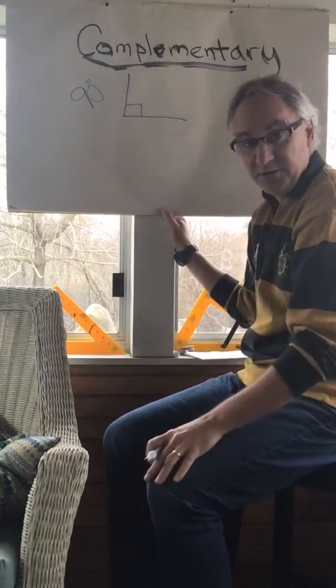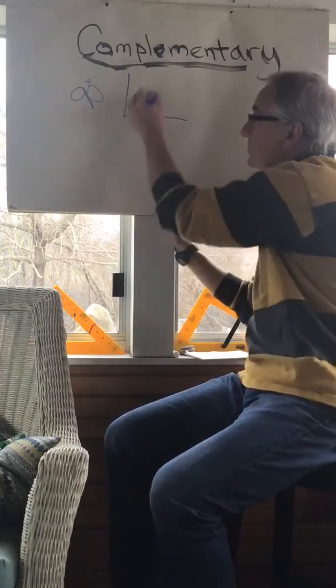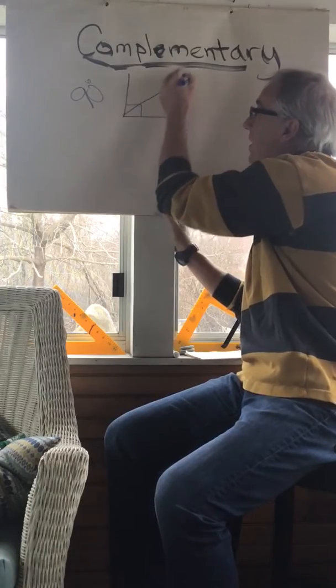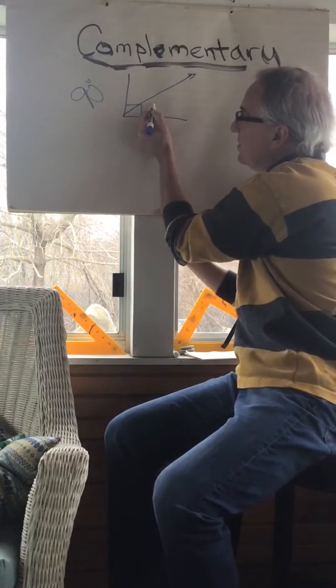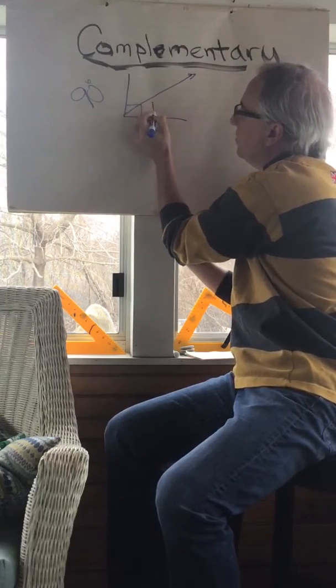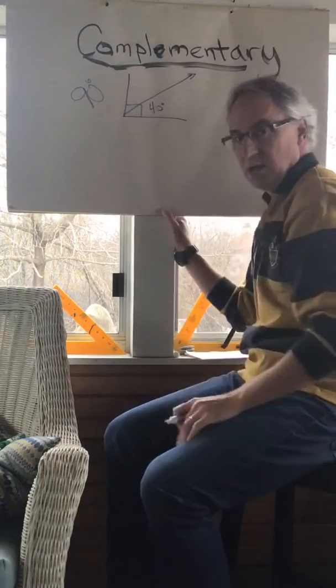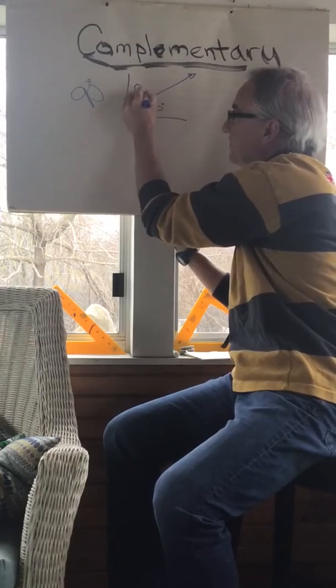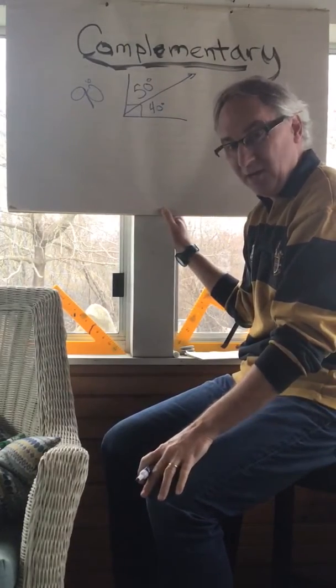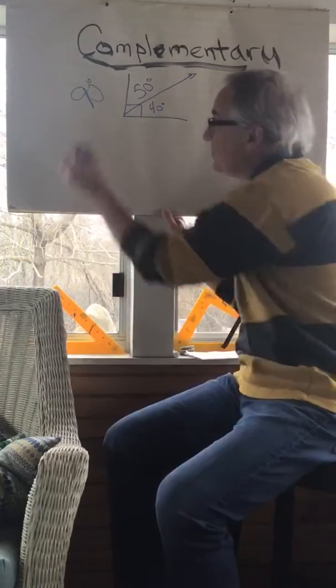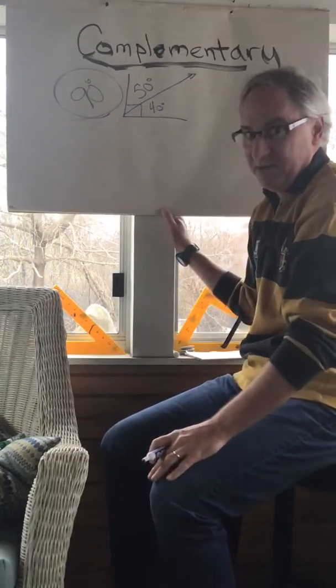Little marker down here symbolizes that it's at a right angle. So if there are complementary angles, like this one for instance would probably be, I don't know, about a 40-degree angle, and this one's going to be a 50-degree angle, they're complementary. Two angles that add up to 90 degrees are complementary.